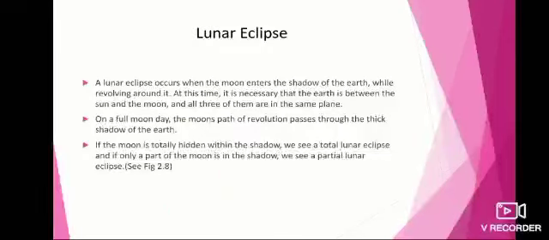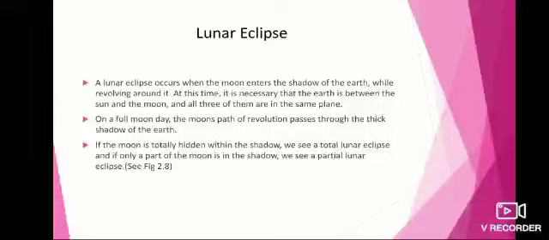Lunar eclipse. A lunar eclipse occurs when the moon enters the shadow of the earth while revolving around it. At this time, it is necessary that the earth is between the sun and the moon, and all three of them are in the same plane.